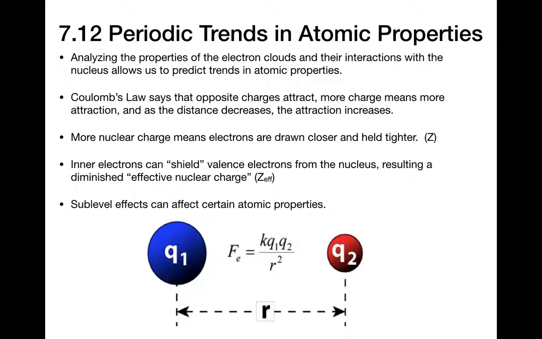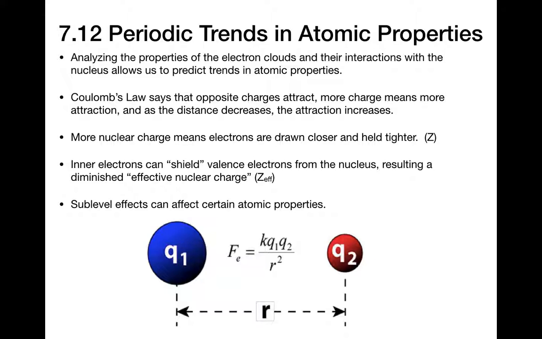The greater amount of charge you have, +1, +2, +3, -1, -2, -3, the greater amount of charge increases the attraction or repulsion. And as you increase the distance, in other words, as electrons move to higher energy levels and are farther from the nucleus, the attraction decreases. As the distance decreases, the attraction increases. So Coulomb's law has to do with distance r and the amount of charge q.